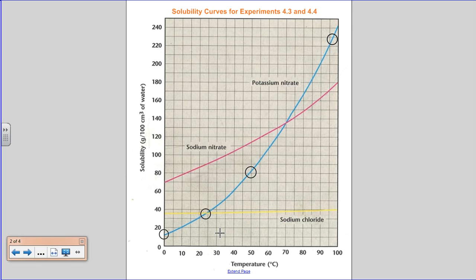Now, the objective of experiment 4.4 really was to determine if we can use temperature as a means of differentiating substances when it comes to solubility. So two substances like potassium nitrate and sodium chloride may have very similar, if not the same, solubility at one temperature, in this case room temperature, but very different solubilities at different temperatures.